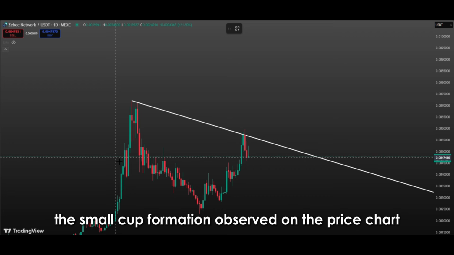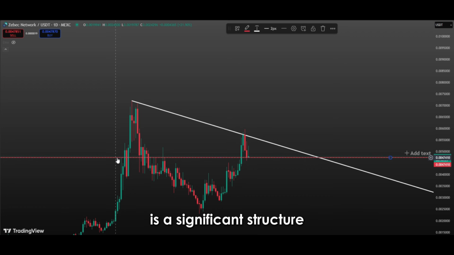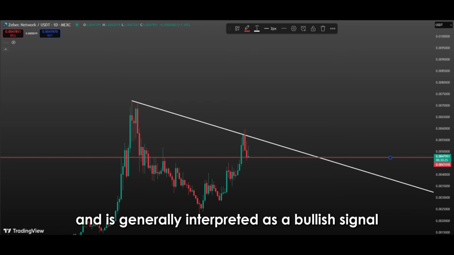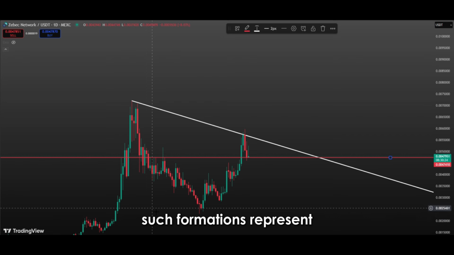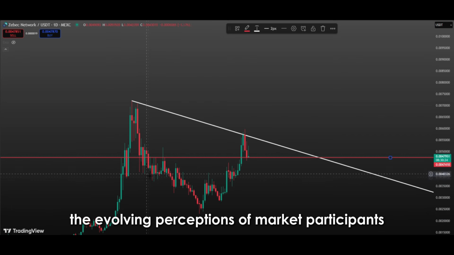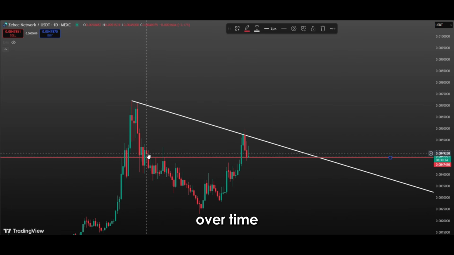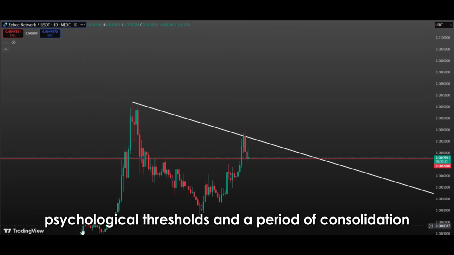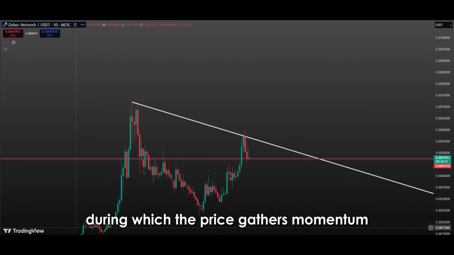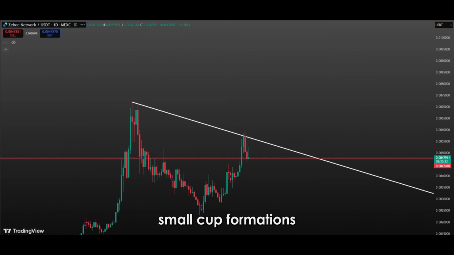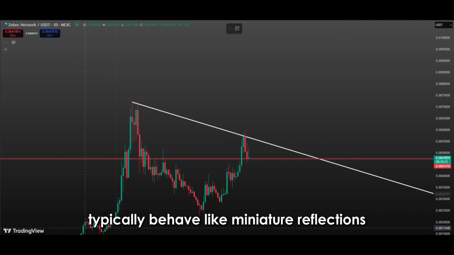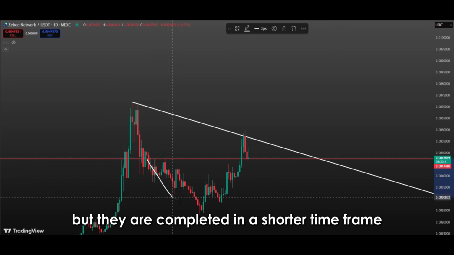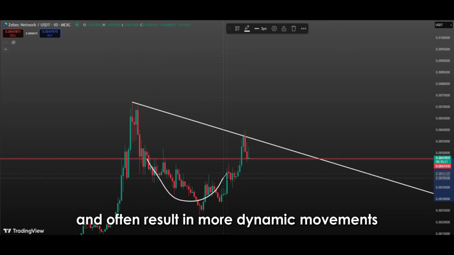The small cup formation observed on the price chart is a significant structure frequently encountered in technical analysis and is generally interpreted as a bullish signal. Such formations represent the evolving perceptions of market participants over time, the restructuring of the supply-demand balance, psychological thresholds, and a period of consolidation during which the price gathers momentum. Small cup formations typically behave like miniature reflections of larger cup patterns, but they are completed in a shorter time frame and often result in more dynamic movements.